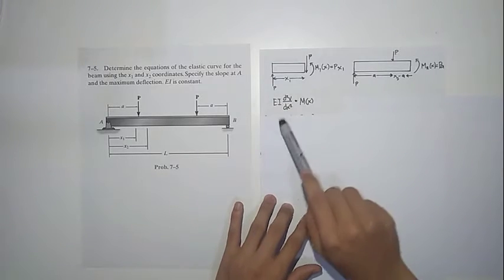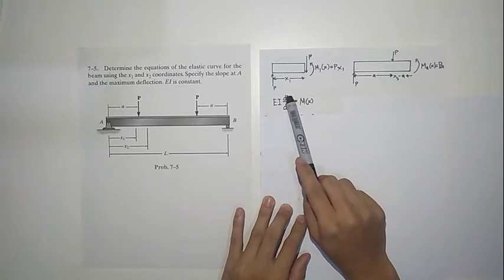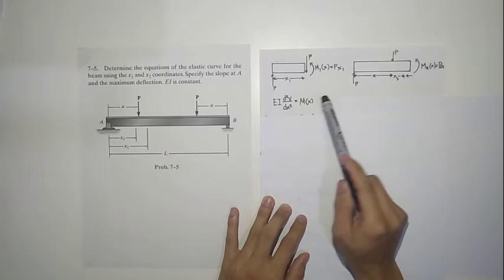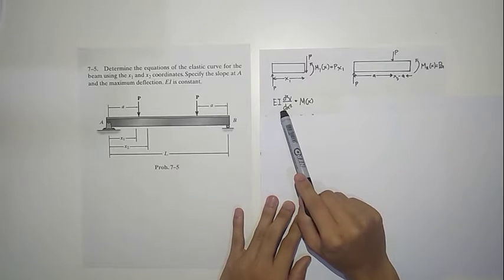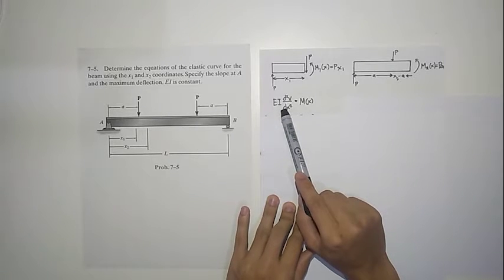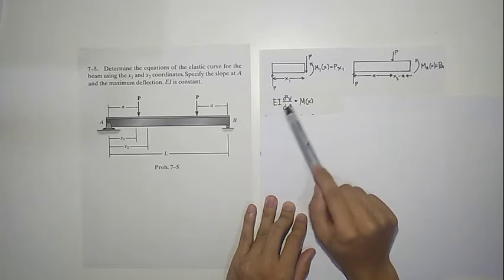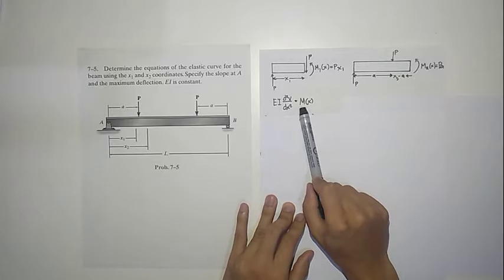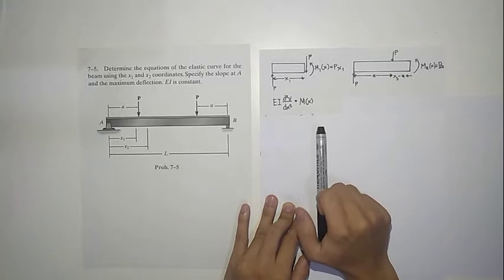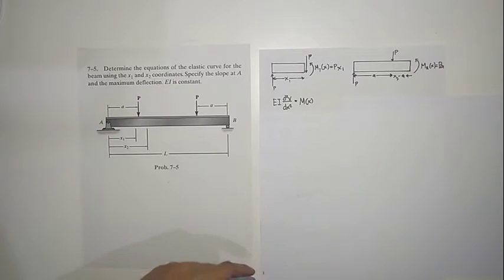gagamitin po natin yung equation of the elastic curve na where EI times the second derivative equals to M of x, where E is the material's modulus of elasticity and I is the beam moment of inertia calculated about the horizontal centroidal axis. And ito po yung derivation of the problem of the x, and then M is the internal moment in the beam at the point where v is to be determined. So, ito po ang gagamitin po natin na equation, the elastic curve equation.